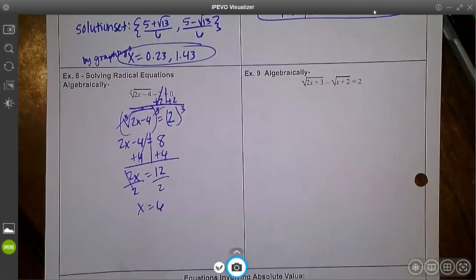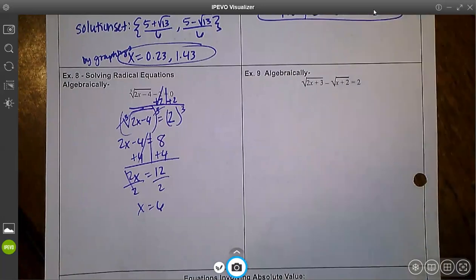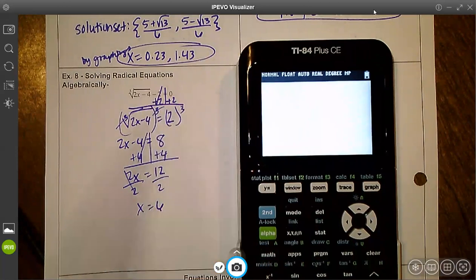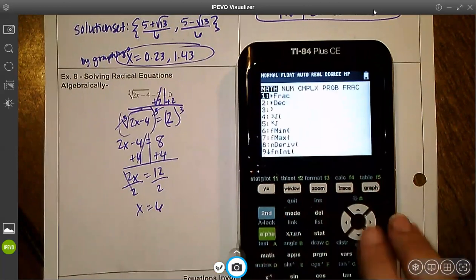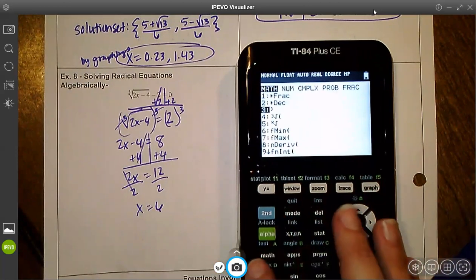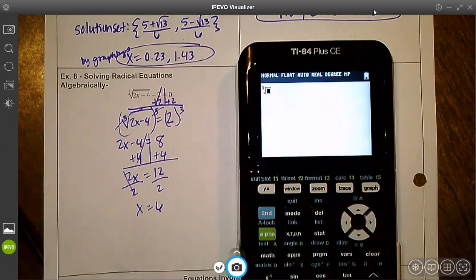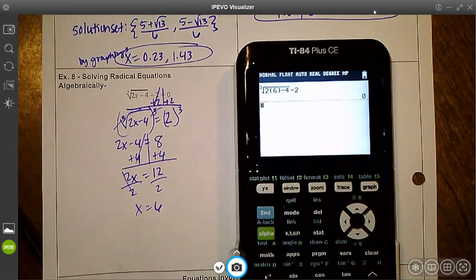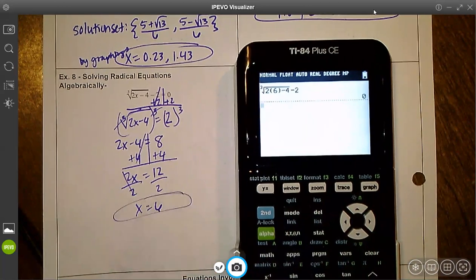With radical equations, you have to check for extraneous solutions. So to check that, I'm just going to plug 6 back in and make sure I get 0. So my cubed root is, if I go under math, option 4, 2 times 6 minus 4 minus 2 gives me 0, so that one works.